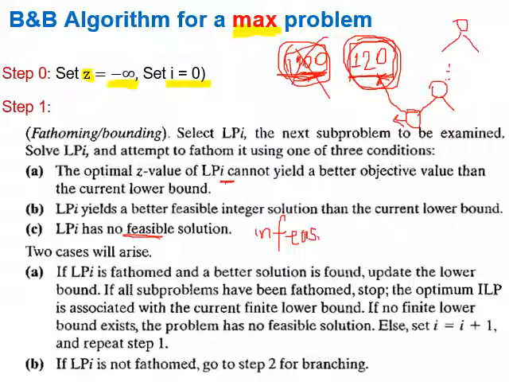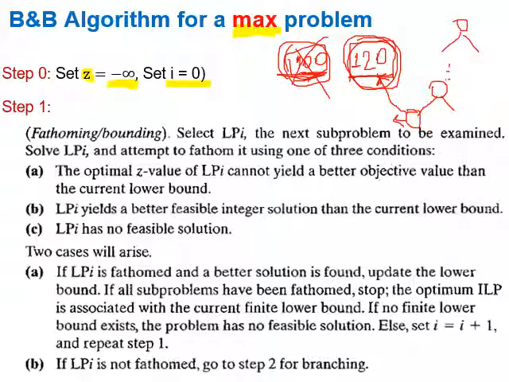At the end of this step 1, two cases may arise. What are they? If the LPI is fathomed due to these reasons, and then you found a better solution, as I said in step B, then you update the previous lower bound. Otherwise, you don't update and you continue with the rest of the branch and bound.